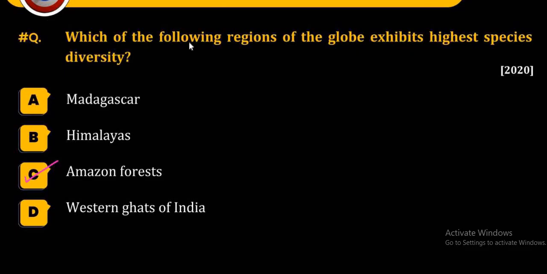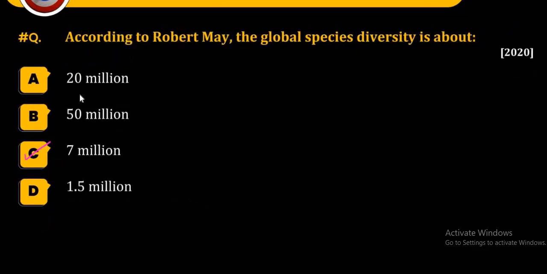Next question. Which of the following regions of the globe exhibits the highest species diversity? Option C is correct. Amazon forest. Question. According to Robert May, the global species diversity is about. Correct option is C, 7 million.